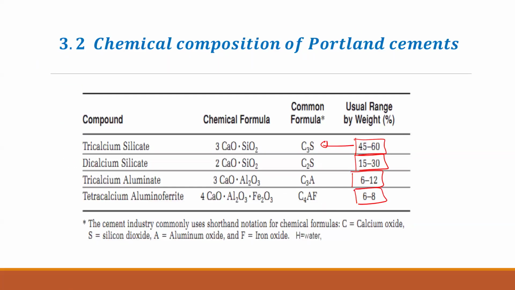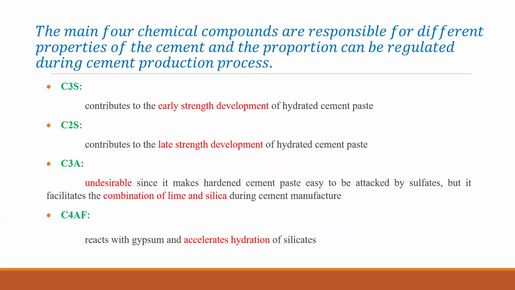These 4 compounds are responsible for different actions in a cement. C3S contributes to early strength development of hydrated cement paste. When you have a cement with a higher amount of C3S, it reacts with water fast, and that will set fast. There are applications where we need a fast setting cement. If you go to Bunnings, you may have heard of quick set cement. In those cements, we have more C3S.